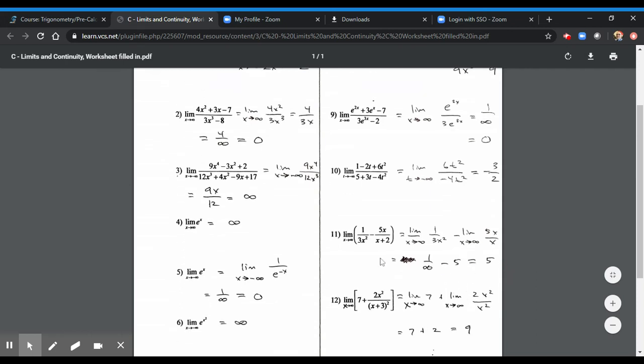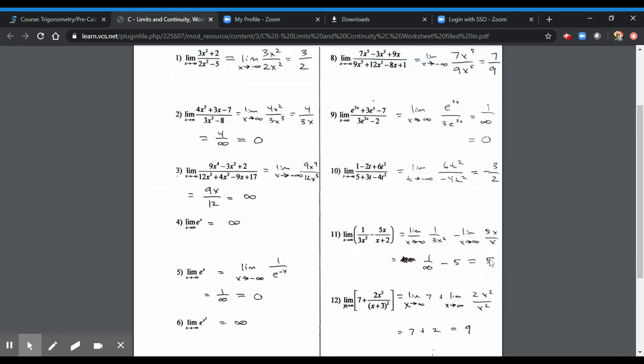Number 11, I've got two separate ones here. I've got the limit as x approaches infinity of 1 over 3x squared minus the limit as x approaches infinity of 5x over x. Well, the x's cancel out here. 1 over 3x squared is going to go to 1 over infinity, which is 0. Minus, this is just going to go to the constant 5. So 0 minus 5, that should be a negative 5. We get another mistake there, sorry. Negative 5.